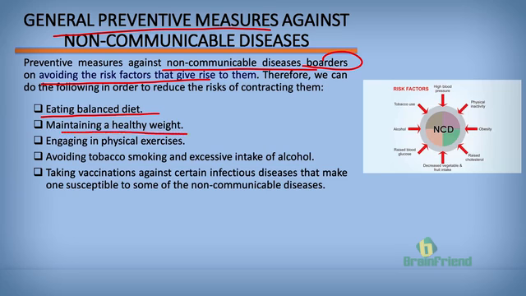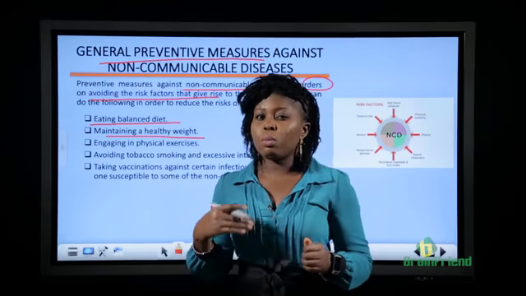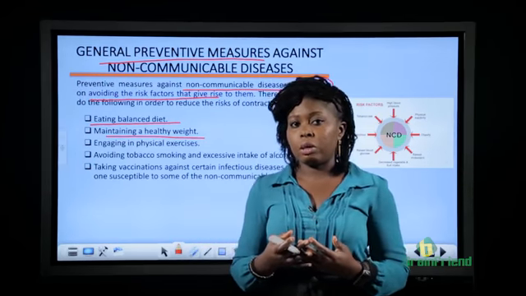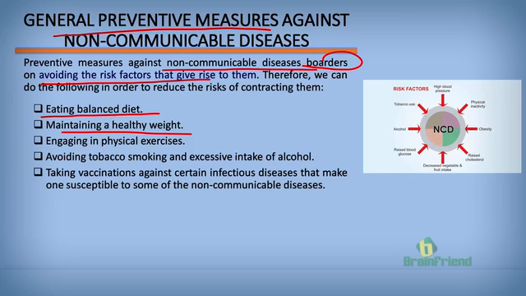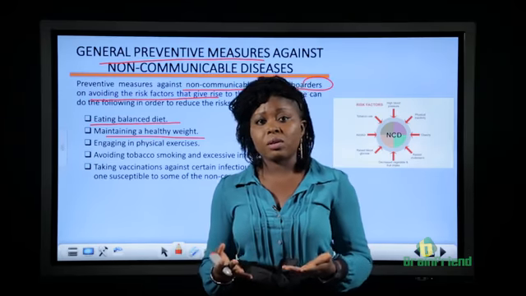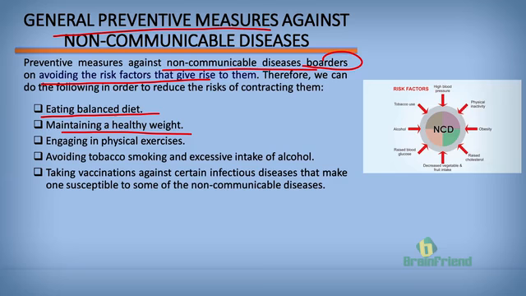Maintaining a healthy weight. Our weight plays a role also. As we said earlier, one of the risk factors of developing non-communicable diseases is obesity. So we must constantly watch our weight so that we don't become overweight, as being overweight can lead to cardiovascular diseases and diabetes.